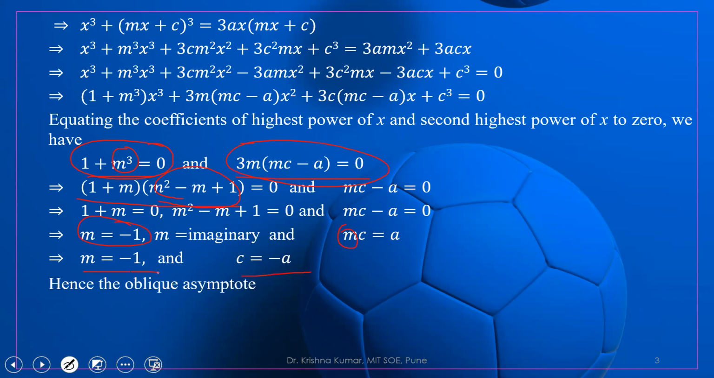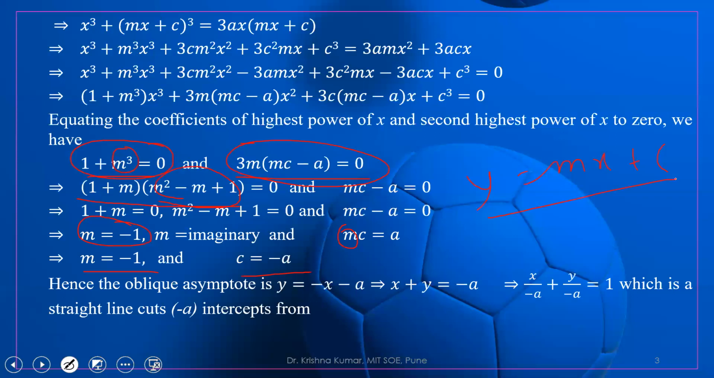Now if we substitute this in y equal to mx plus c, we get the oblique asymptote, which is x plus y equal to minus a, or we can also write x upon minus a plus y upon minus a equal to 1. It is nothing but a straight line which cuts an intercept of minus a from the x-axis and minus a from the y-axis.